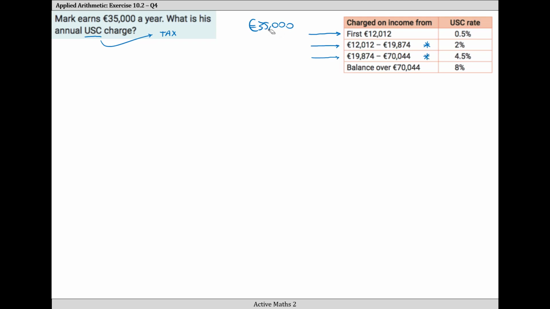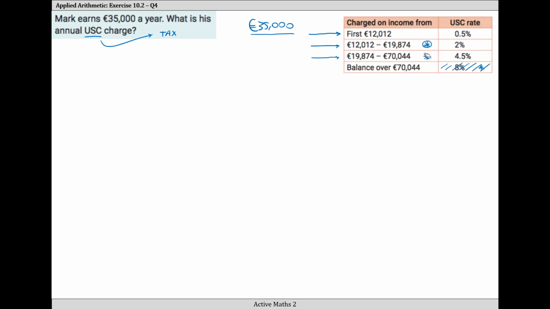And because Mark earns 35,000, we're going to subtract 19,874 from 35,000 to see what that balance is. There'll be no tax rate of 8% in this question because Mark just doesn't earn over 70,044. Had he earned over 70,044, then 4.5% would have been applied to the difference between the 70,044 and the 19,874, and anything that was left over from the 70,044 would be charged at 8%. But in this question, we don't have to worry about the 8%.